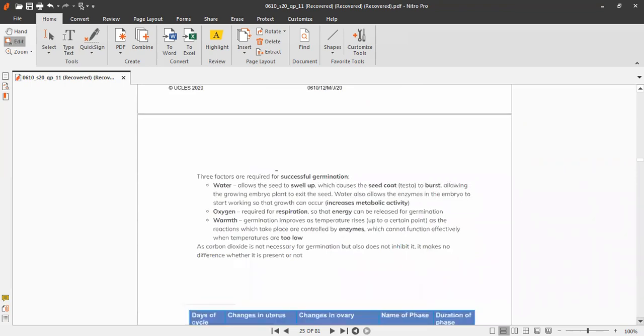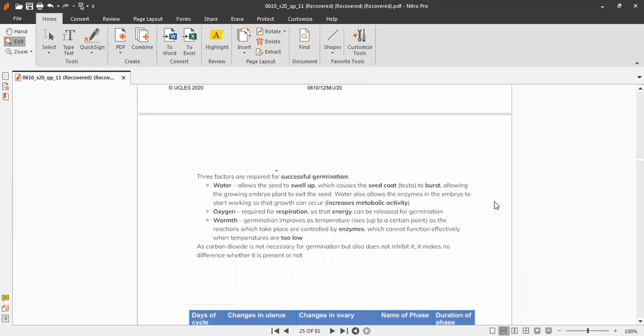Why water? It allows the seed to swell up, which causes the seed coat to burst, allowing the growing embryo plant to exit the seed, and also allows the enzymes in the embryo to start working so that growth can occur, to increase metabolic activity. Oxygen is required for respiration so that energy can be released for germination.